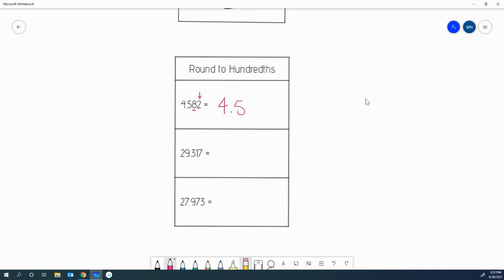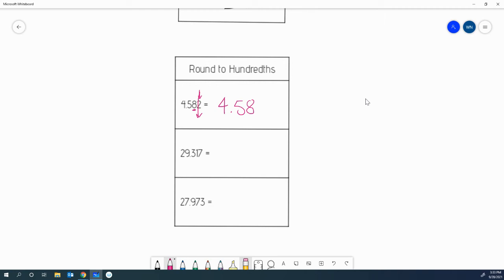4 and 58 hundredths. Remember, you could put a 0 on the end if you need to. But basically, that number with the arrow, it's like the arrow goes through it, and that number is gone. We're left with the number that's underlined. So 4 and 582 thousandths would round to 4 and 58 hundredths.